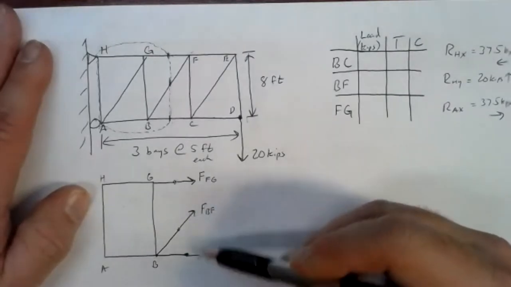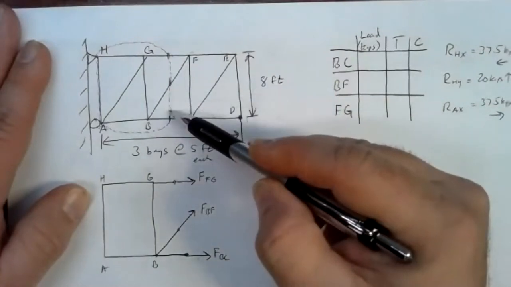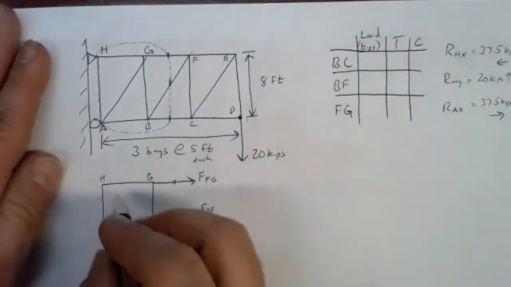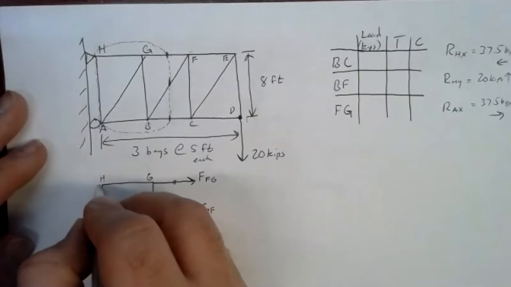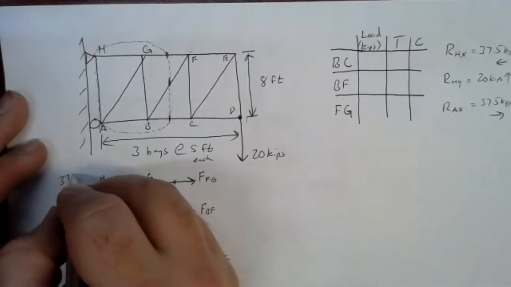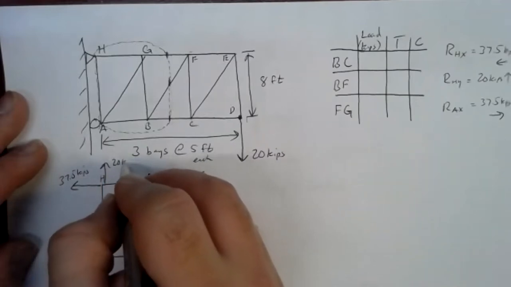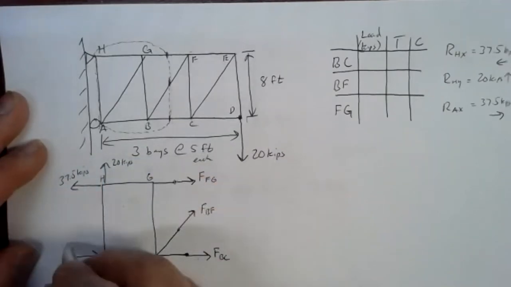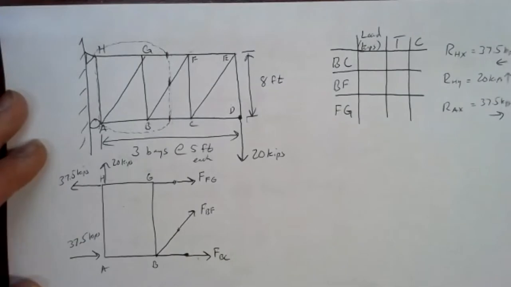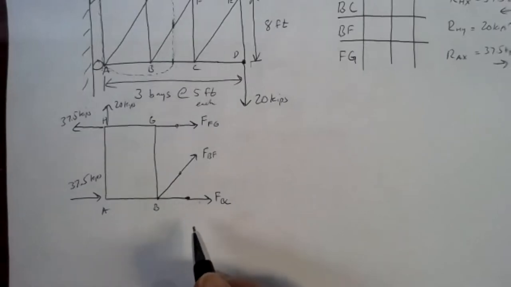These 3 forces that we've now exposed by cutting through the truss represent the force that the rest of the truss exerts on the part of the truss that we're keeping. Now we've also got to put our reaction forces in the correct directions. So we had 37.5 kips this way. We had 20 kips up. And we had 37.5 to the right. So right there is the free body diagram for the section of the truss that we're keeping.